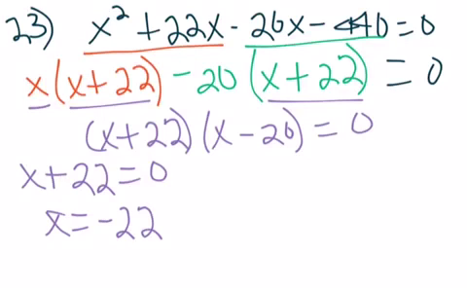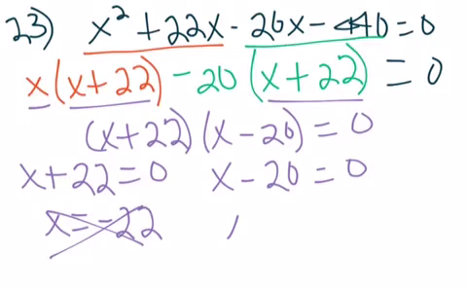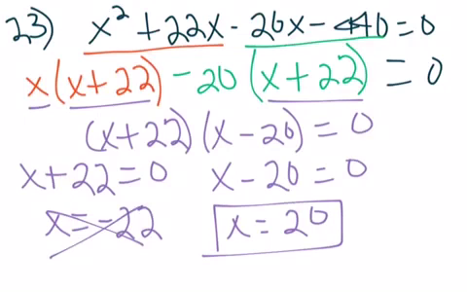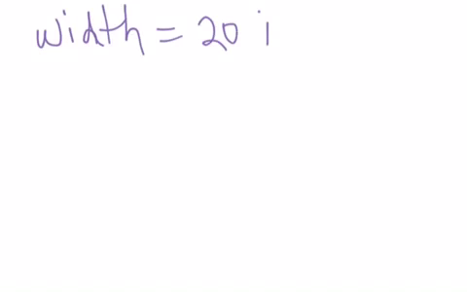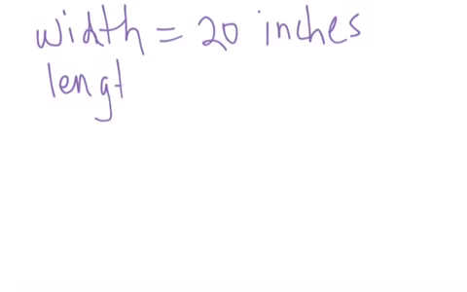Since we're dealing with a box, we cannot have a length of negative 22. x minus 20 equals 0, so then x equals 20. If you go back and look at the original picture that I drew you, the 20 was the width of the original piece of metal, because we used x for it, so 20 inches. And the length of the original piece of metal was x plus 10, so 20 plus 10 would be 30 inches.